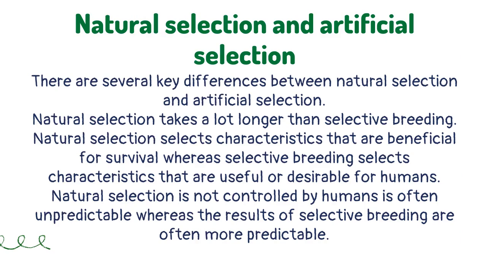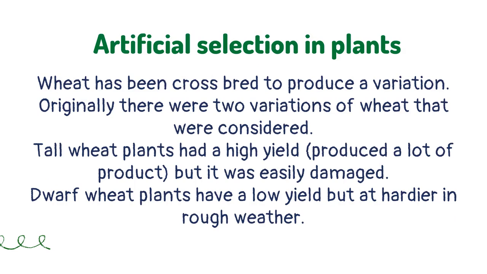Natural selection takes a lot longer than selective breeding. Natural selection selects characteristics that are beneficial for survival, whereas selective breeding selects characteristics that are useful or desirable for humans. Natural selection is not controlled by humans and is often unpredictable, whereas the results of selective breeding are often more predictable.